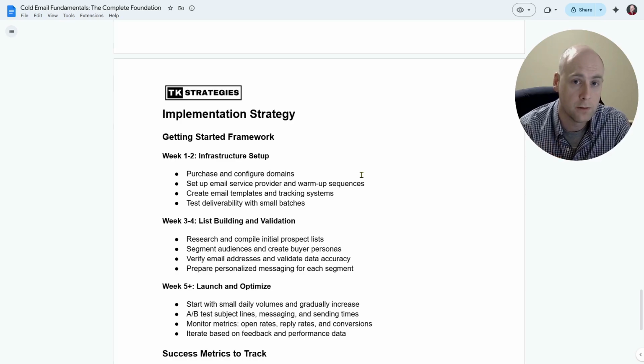So the first thing you want to do is set up your infrastructure, because as I mentioned before, you're going to warm up your email accounts, and that's going to take 2 to 4 weeks. So the first thing you want to do is acquire your domains and set up your email accounts. I suggest you use Google email accounts, so use Google Workspace accounts.